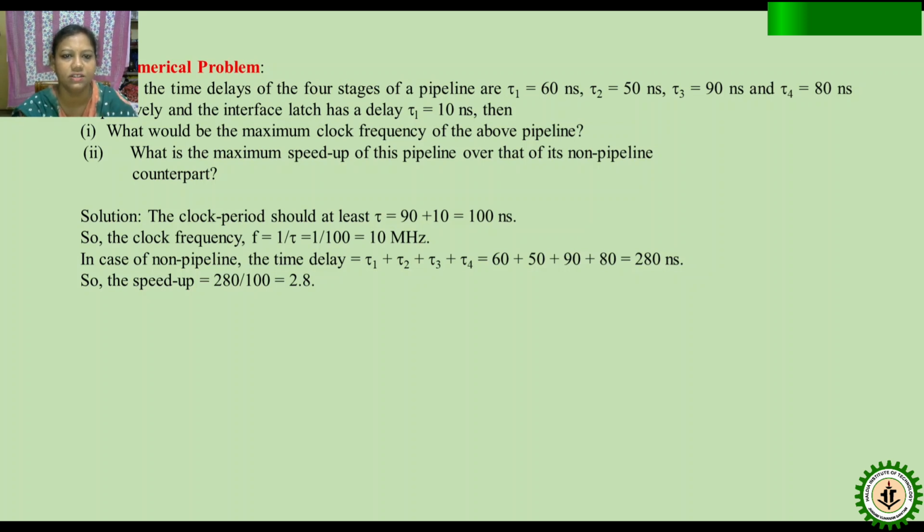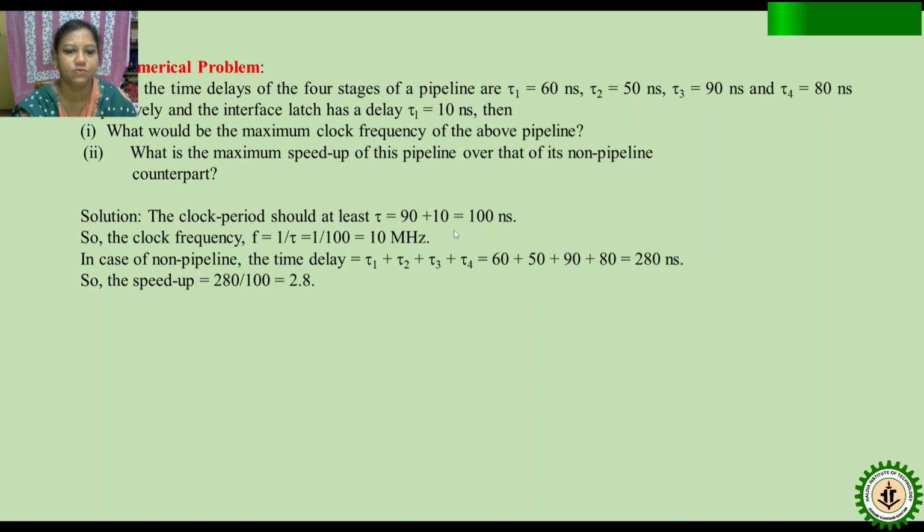So the first question is to calculate the clock period. First, how to calculate the frequency? Frequency means the reciprocal of the clock period. So clock period tau equals the maximum time delay among 60, 50, 90 and 80. So maximum is 90, and adding the latch delay, 90 plus 10 equals 100 nanoseconds. Clock frequency f equals 1 by tau equals 1 by 100, which is 10 megahertz. Frequency unit is hertz, so 1 by 100 gives megahertz.